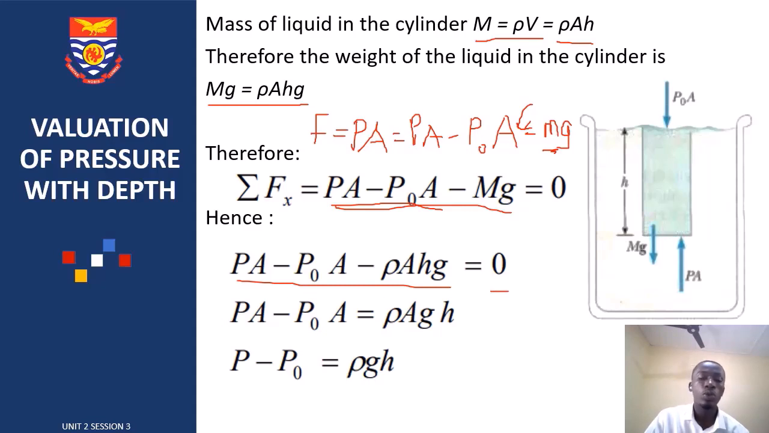Now, we want to make pressure the subject. We have to factor A out so that P minus P naught will stand alone. At the end, A will be cancelled throughout, and you will get P minus P naught equals density times acceleration due to gravity times height.